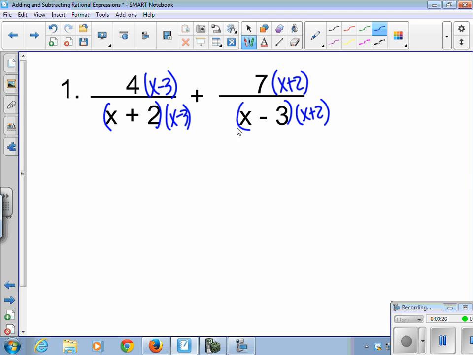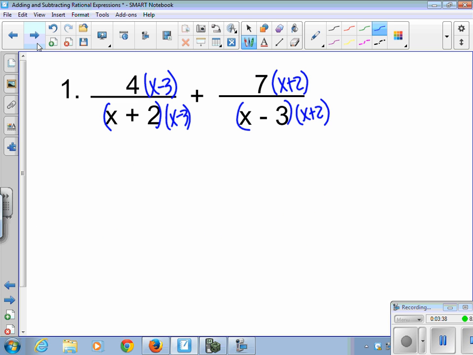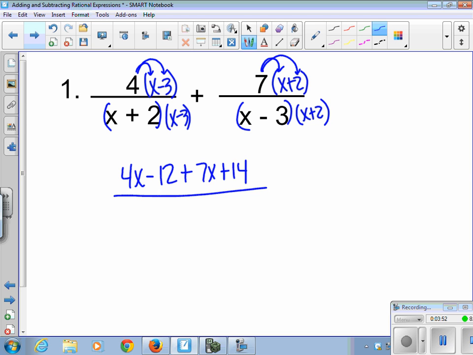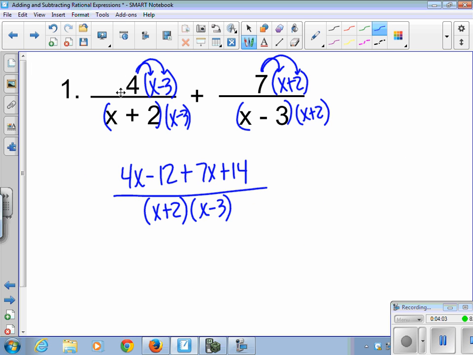I can multiply in any order. And so going back to my steps over here, we didn't have to factor the denominators, but we got a common denominator. Now I need to add and subtract the numerators. To do that, I'm going to have to distribute the 4 and the 7. So this is going to give me 4x minus 12 plus 7x plus 14, all over my common denominator. I'm only going to write my common denominator one time. Just like we did with these numbers, I only wrote the common denominator one time. And then I'm just going to simplify and reduce if I can.